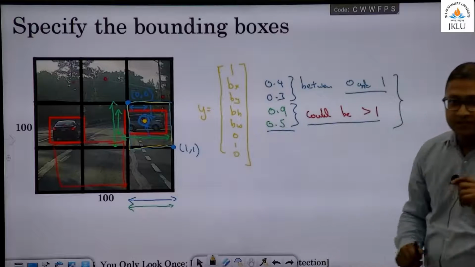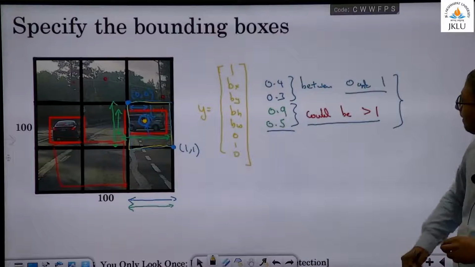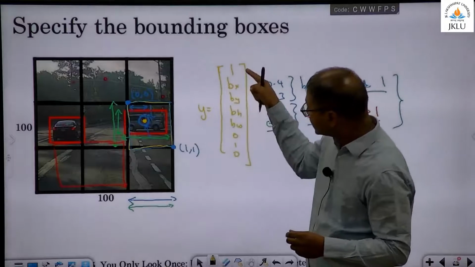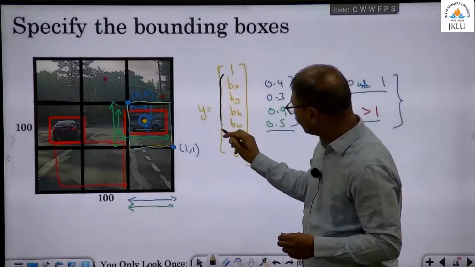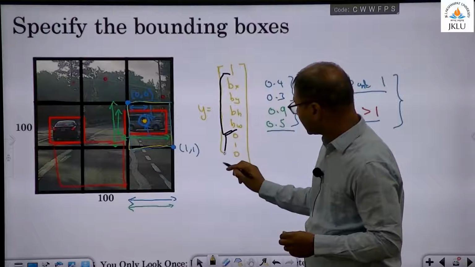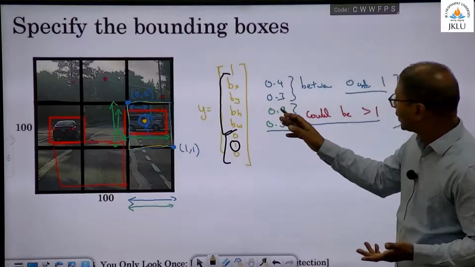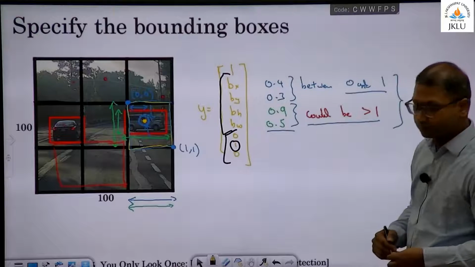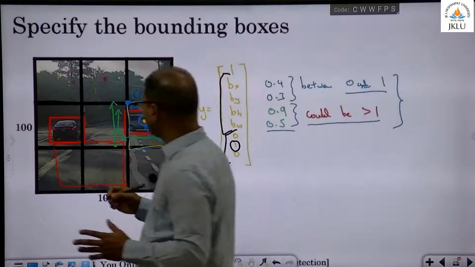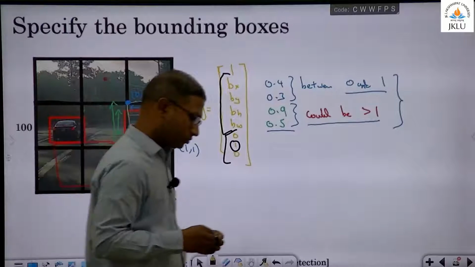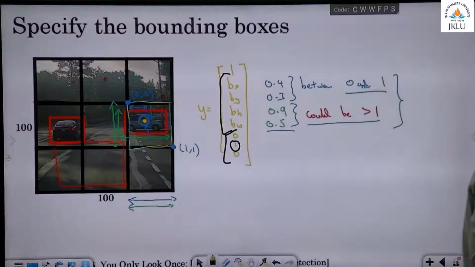So how do I specify a bounding box now? My y is the same, 1, then bounding box, then classes, class is car, 0.4, 0.3, 0.9, 0.5. So how do I specify a bounding box? Yeah, that's a problem now. How do I specify a bounding box?